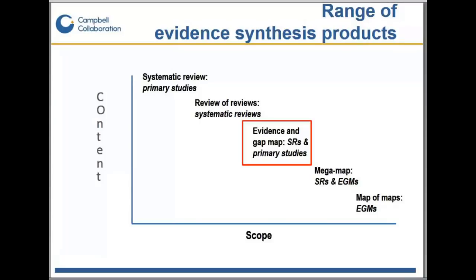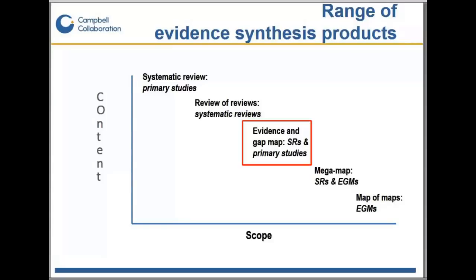A review of reviews, because it relies on the information reported in reviews, not the primary studies, will generally have a broader scope, possibly covering a broader range of interventions or outcomes or both, but not be able to dig so deeply into the evidence because it's reliant only on the evidence reported in reviews, not the primary studies themselves.